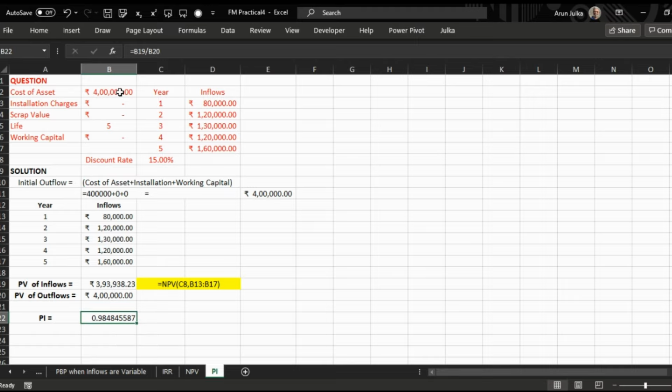To round this up to two decimal places, we'll use the function ROUND and we'll take up to two decimal places. Answer is 0.98. Since the value is less than 1, we can say that this project is not profitable.